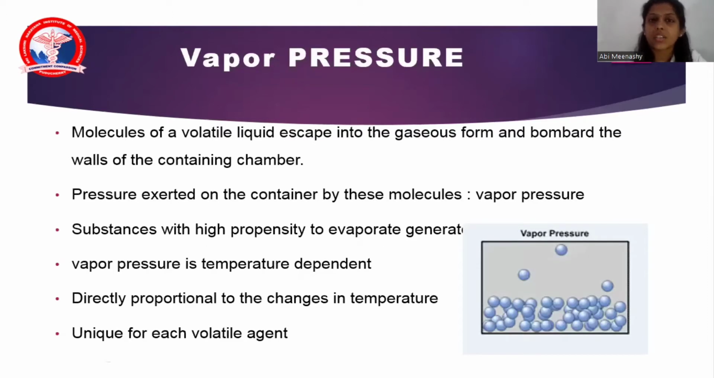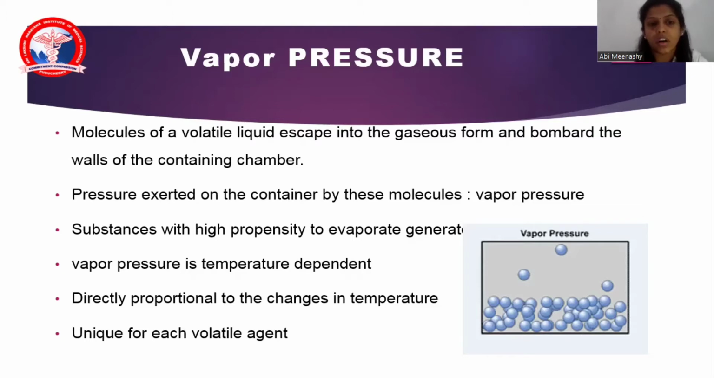Okay. What is vapor pressure? Molecules of this volatile liquid escape into the gaseous form and bombard the walls of the containing chamber. As you can see here, there are molecules arranged down below, and above, the molecules are escaping from the arrangement and bombarding each other. We are filling this volatile agent into a vaporizing chamber, that containing chamber. Inside that, these molecules will bombard each other. Pressure exerted by these molecules over the container is called vapor pressure.